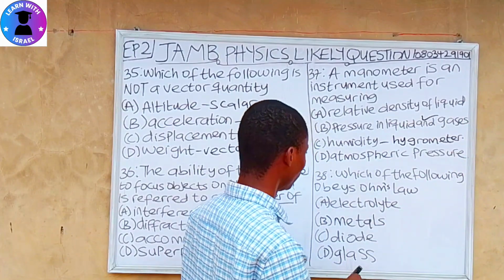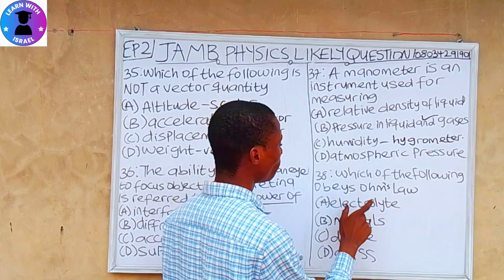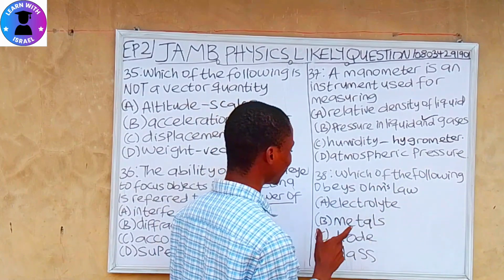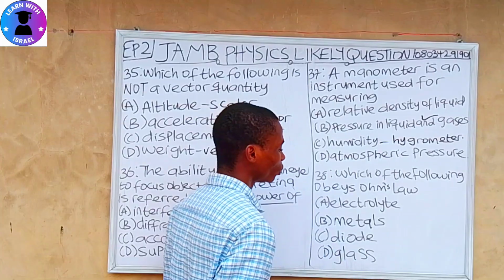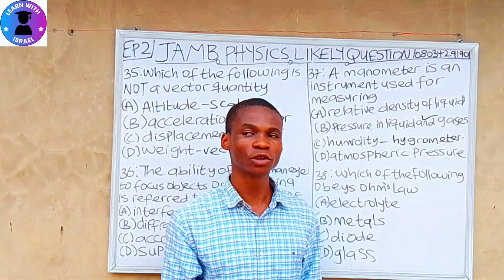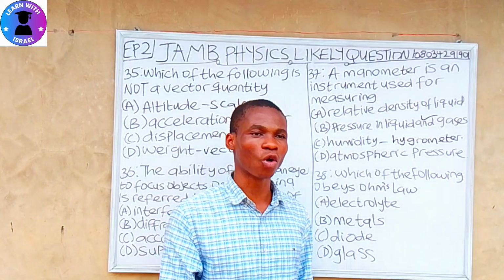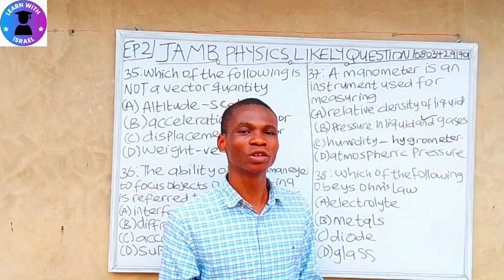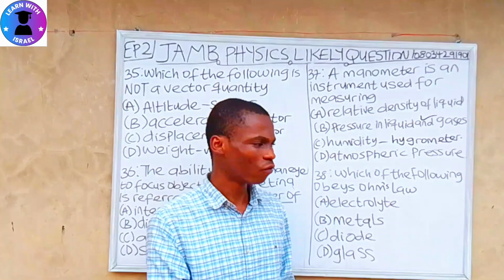So guys, let's check question 38. Which of the following obeys Ohm's law? A. Electrolytes. B. Metals. C. Diode. D. Glass. So out of the options, it is only metals that obey Ohm's law. The current passing through a metal conductor is directly proportional to the potential difference, also known as what? Voltage.